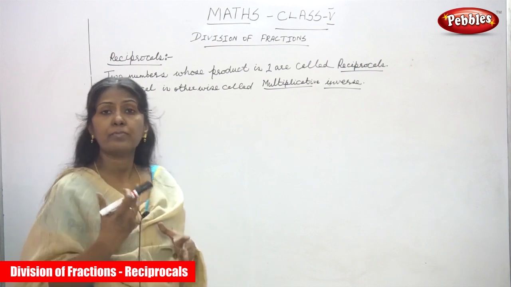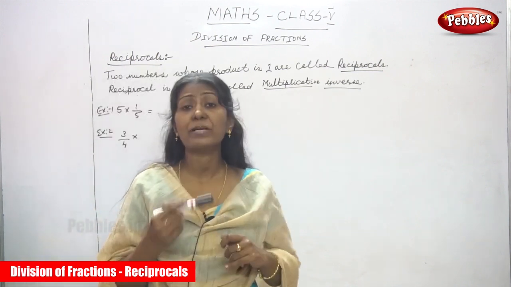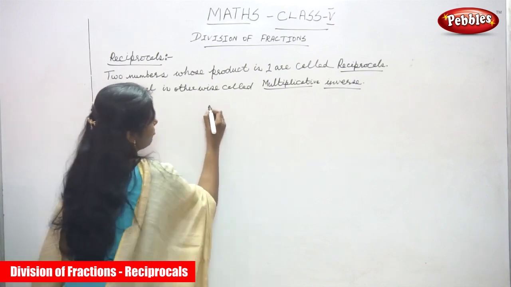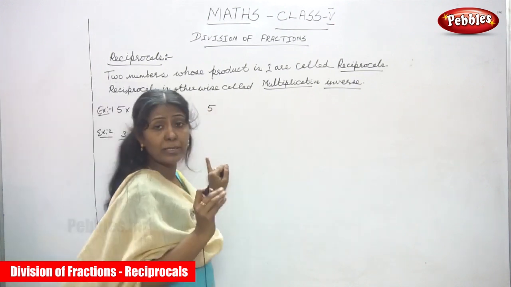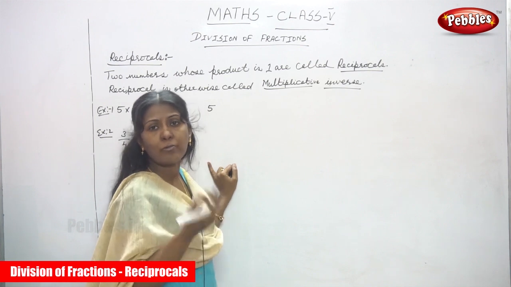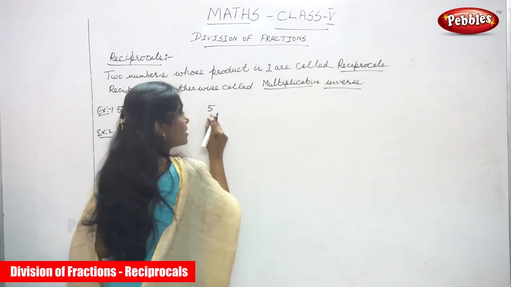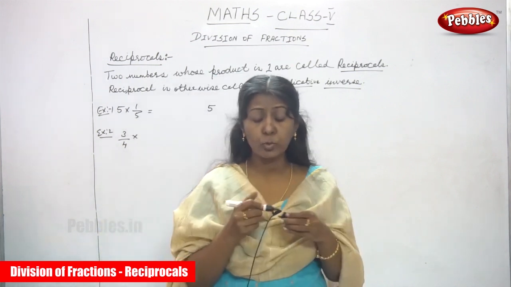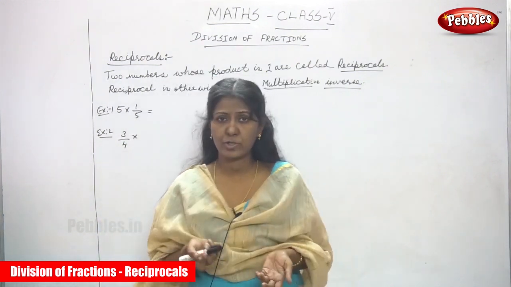If I give a proper example, definitely you will understand the meaning of reciprocal. Now I am going to solve the sum. Look at the number 5. So 5 is a whole number. What is the reciprocal of 5? You have to write 5. There is no denominator. First, 5 is a whole number, so you have to make it a fraction first.